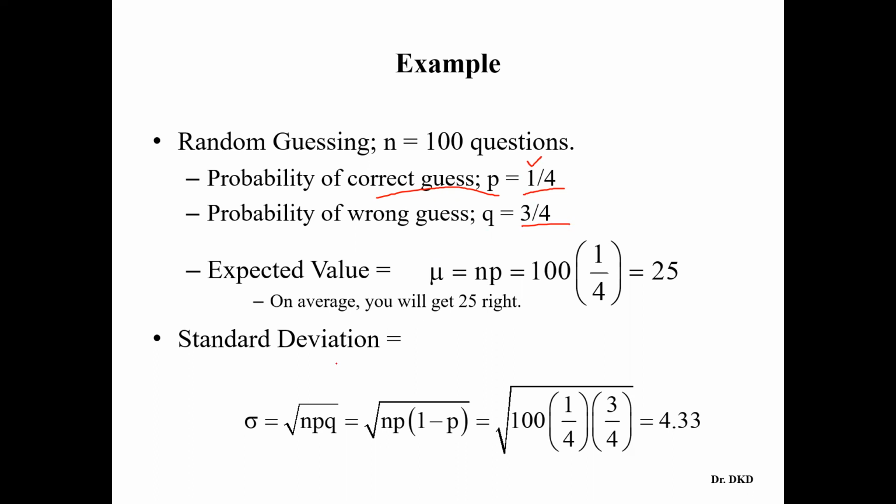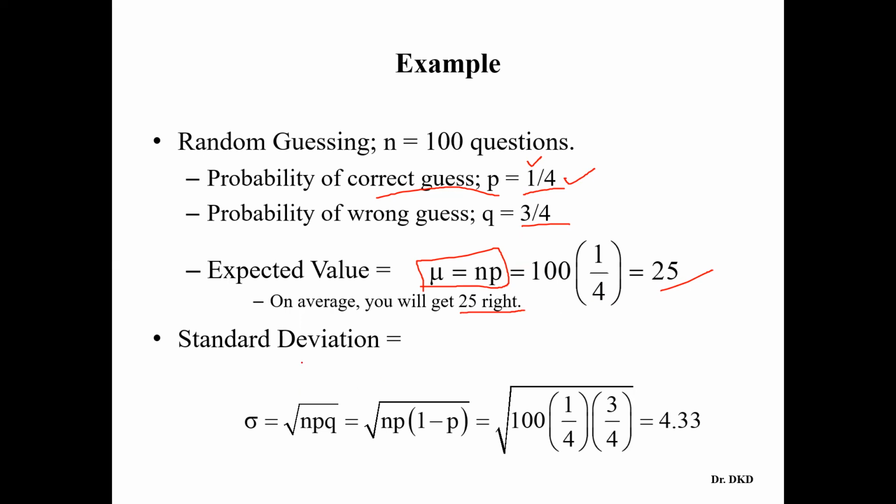As we know, the expected value mu, this is the formula. The mean of the binomial distribution is np, where n is the number of trials. The number of trials n is the 100 questions, and the probability of success p is 1 by 4. So the expected value np is equal to 25. So we can say on average you will get 25 correct answers out of 100 if we are not aware of the exact answers.